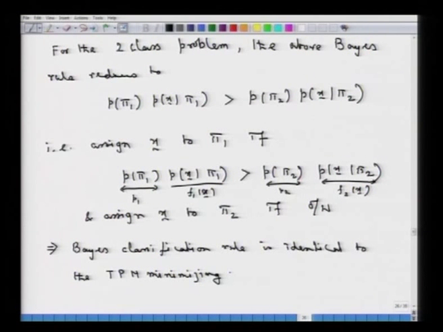This angle of looking at the total probability of misclassification minimizing rule as being the same as the Bayes classification rule also gives a theoretical justification for such a rule. We will stop at this point and continue this concept of looking at other types of optimal strategies in the next lecture. Thank you.